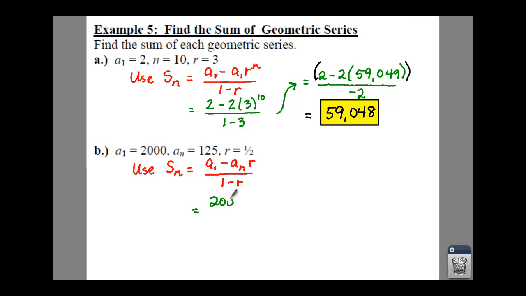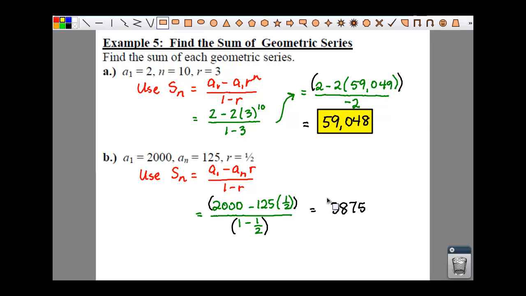Your first term is 2,000 minus your a sub n, which is 125, all times 1/2, and that is all over 1 minus 1/2. So when you plug these values in, once again, don't forget your parentheses around the top. This should be even easier to plug in than up here on the top. You can either put 1 minus 1/2 in parentheses, or just divide by 1/2, because 1 minus 1/2 is a half. And if you plug that in your calculator, you should get 3,875. And that concludes finding the sum of a geometric series.